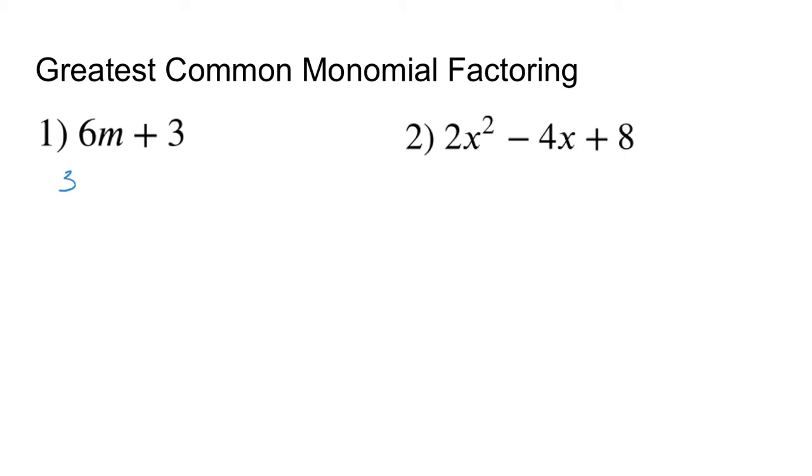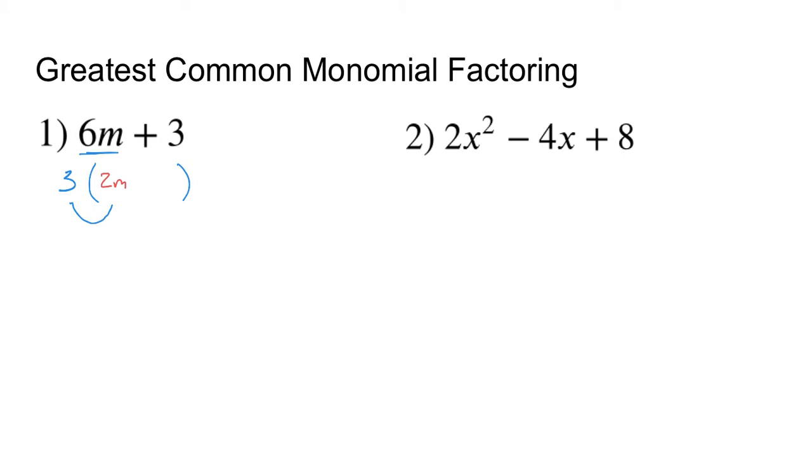So here's what I'm going to do. I'm going to think about, okay, if I was able to divide a 3 out of both of those terms, and I was going to kind of do the distributive property backwards, what times 3 would give me 6m? Well, that would be 2m, right? 3 times 2m is 6m.